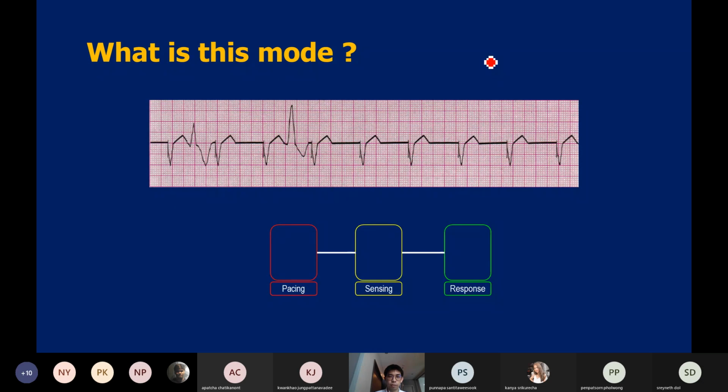Okay, the next one. What is the pacing site? Correct, it is V, because you see the pacing here in V. And sensing, what is the sensing?